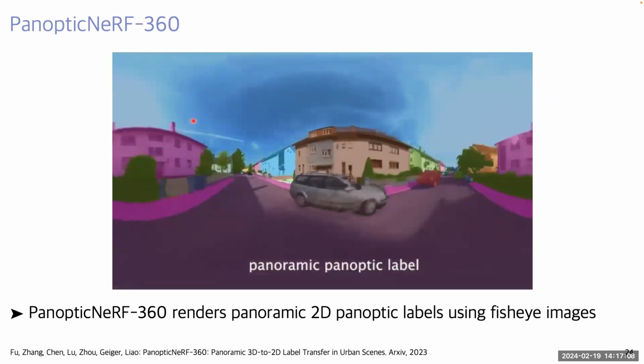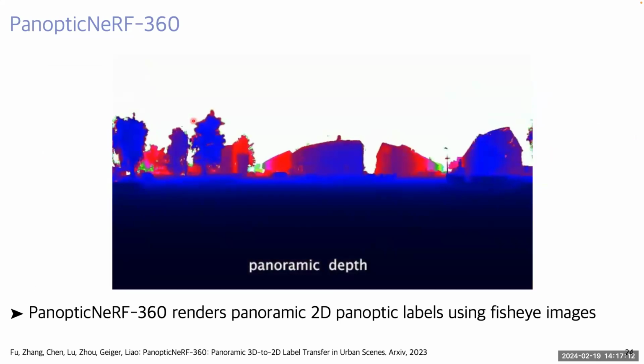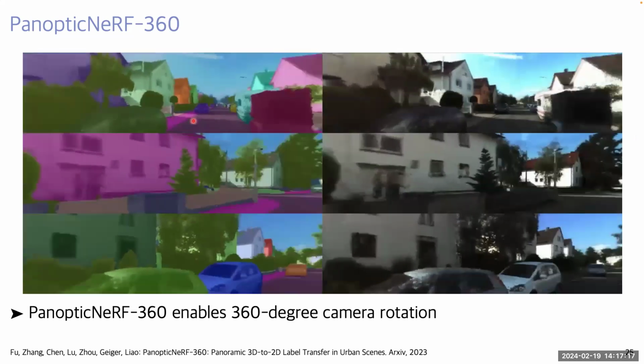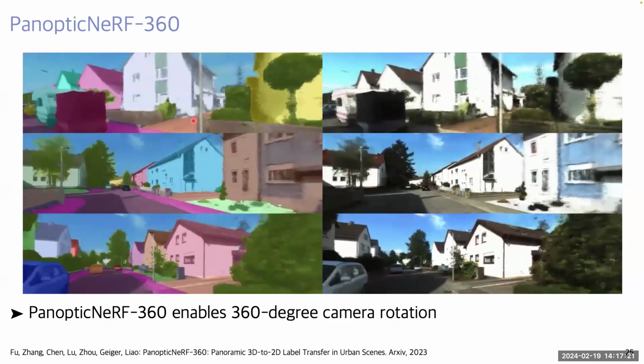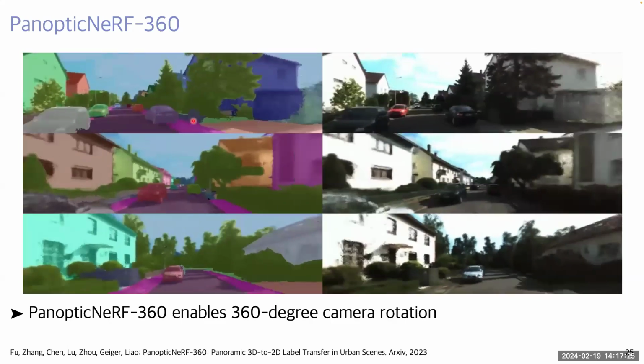that we are able to render panoramic panoptic labels and semantic labels, as well as appearance and depth. And now we are also able to enable 360-degree camera rotation. Of course, the side views are not as good, but the results look plausible.